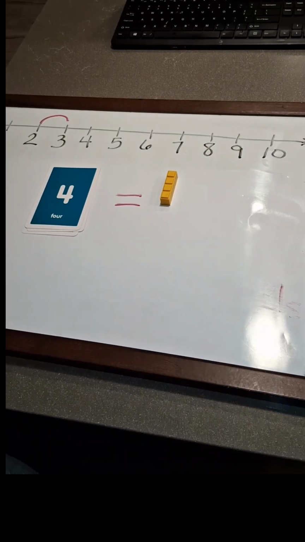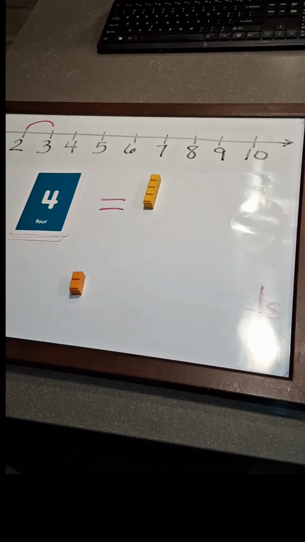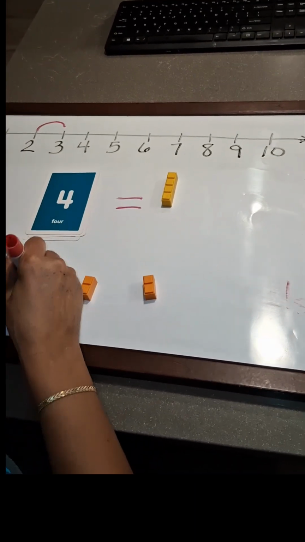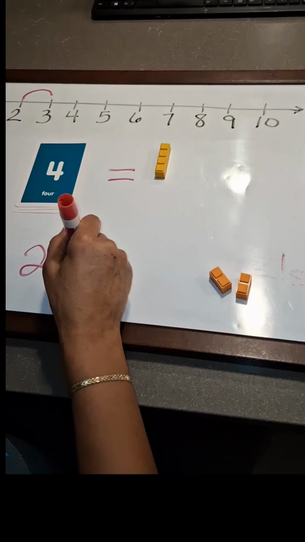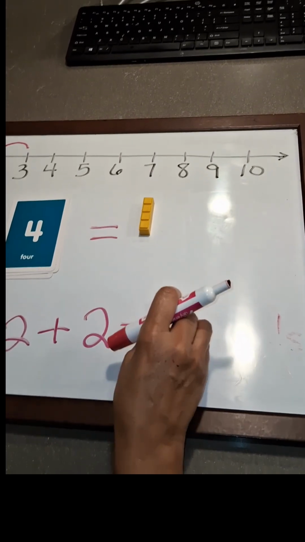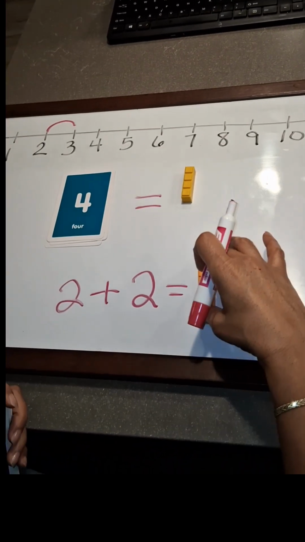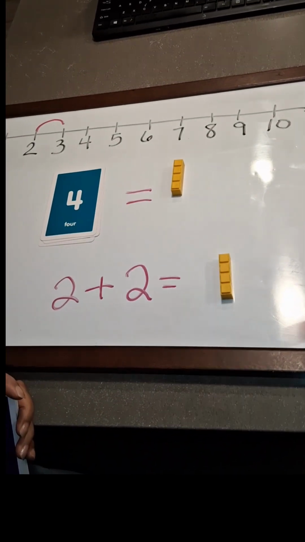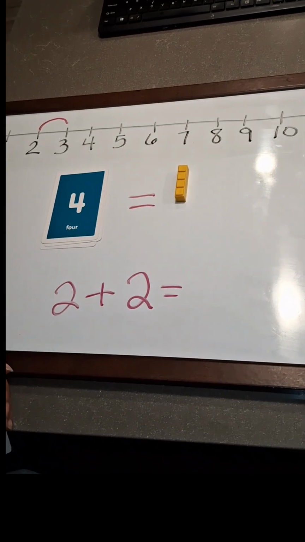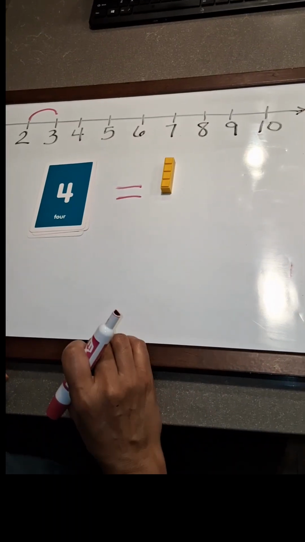It can also be the same as 2 plus 2. 2 plus 2 is equal to 4. So when we start adding and putting things together, there's so many different combinations that we can use. That's what makes math so fun.